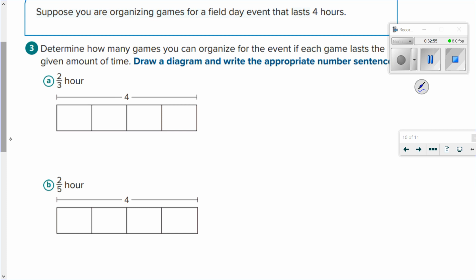I will give you a hint. You're dividing each block into the number in the denominator, but then grouping it by the number in the numerator. Let's say that again. So you're dividing it by the denominator, grouping it by the numerator. Got it?